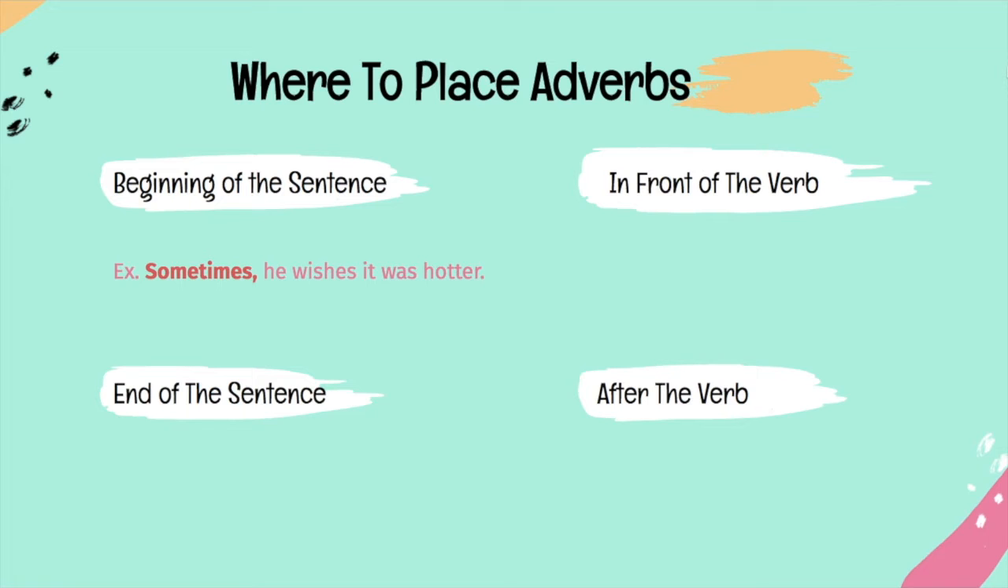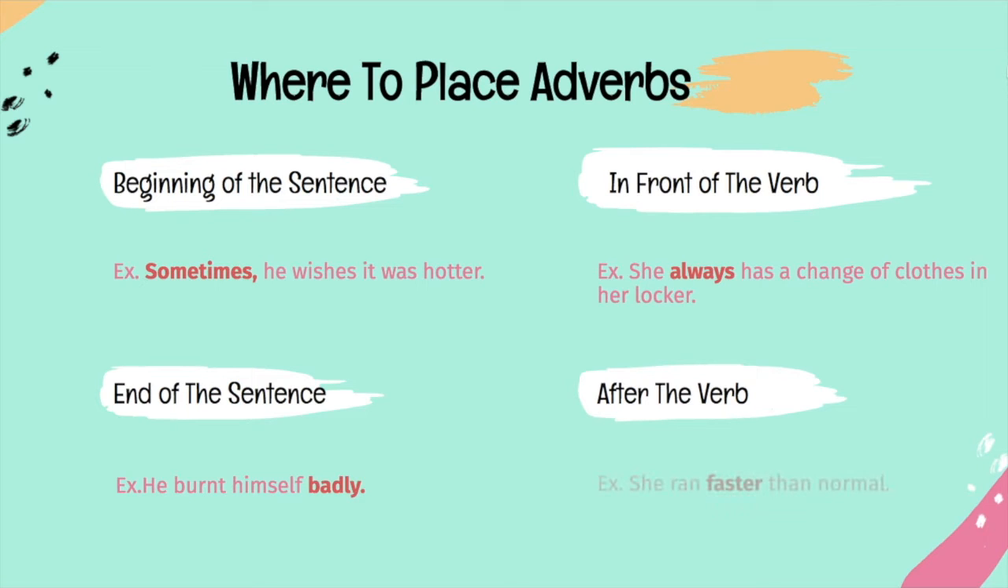Next, we have in front of the verb, such as she always has a change of clothes in her locker. The adverb here is always, and it is describing the verb has. Next, we have at the end of a sentence, such as he burned himself badly. The adverb here is badly, which is describing the verb burnt. And then we have after the verb, which is she ran faster than normal. The adverb here is faster, and the verb it's describing is ran.